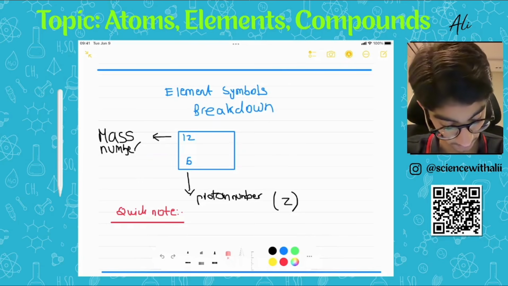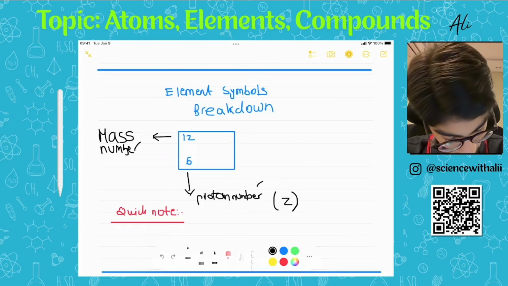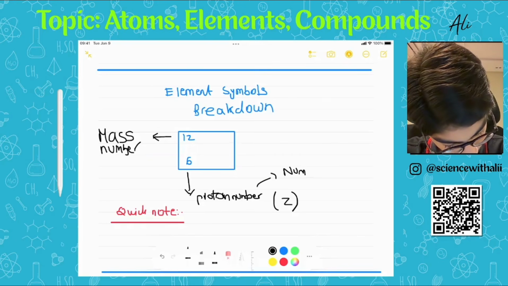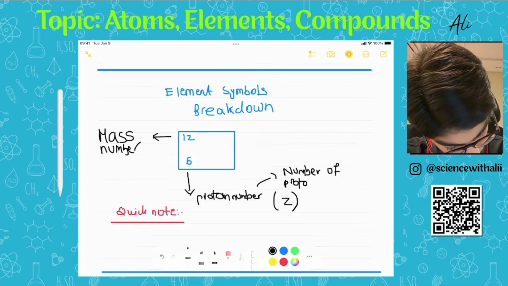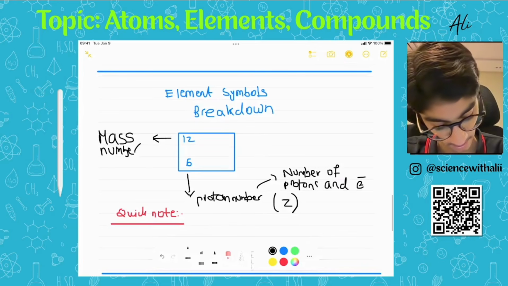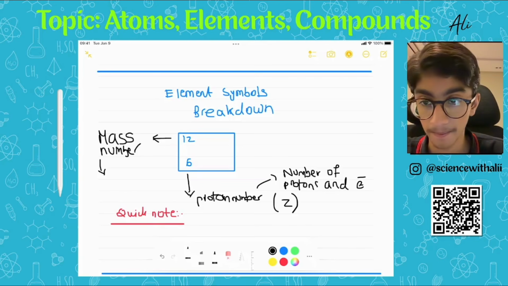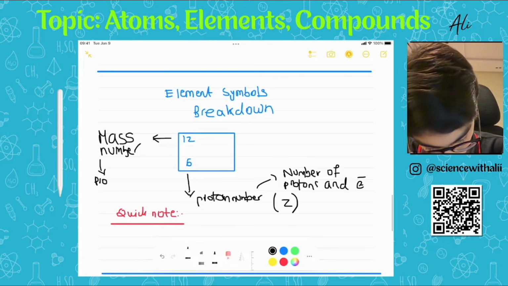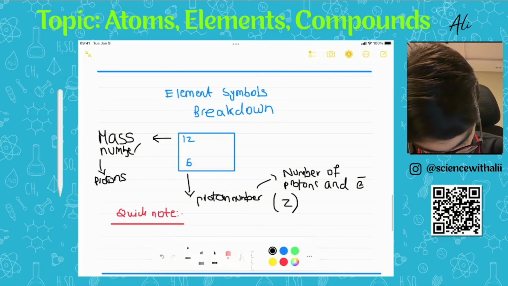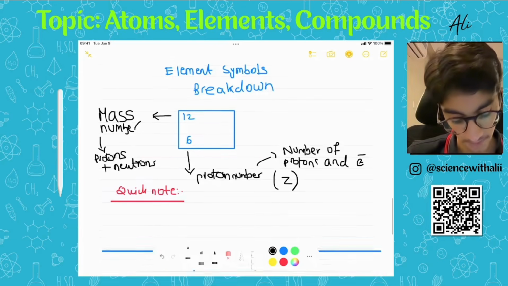Okay, so let's write this down. Proton number is the number of protons and electrons, and the mass number is called protons and neutrons. Right? So the mass number contains the protons and the neutrons.